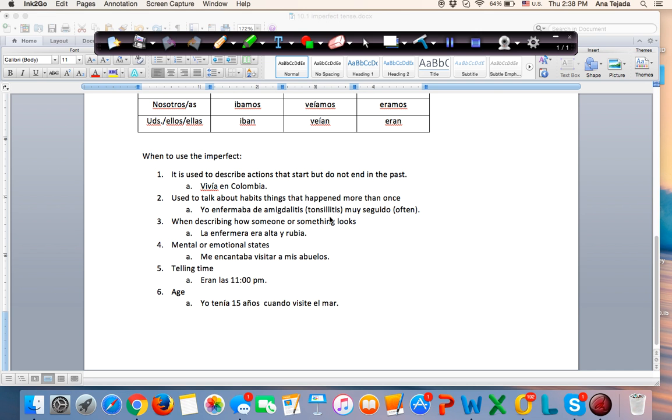So let's look at our example. Ejemplo. La enfermera era alta y rubia. The nurse was tall and blonde. We're describing how that person looks. That's why it's going to be imperfect.